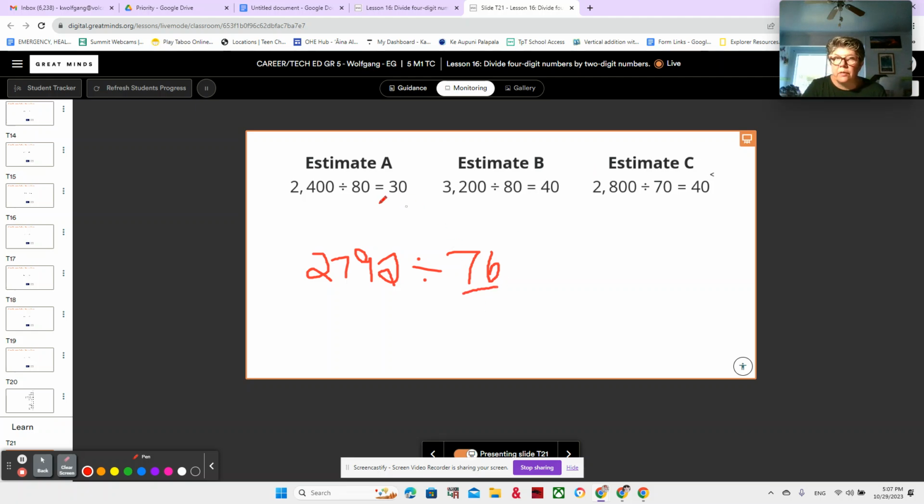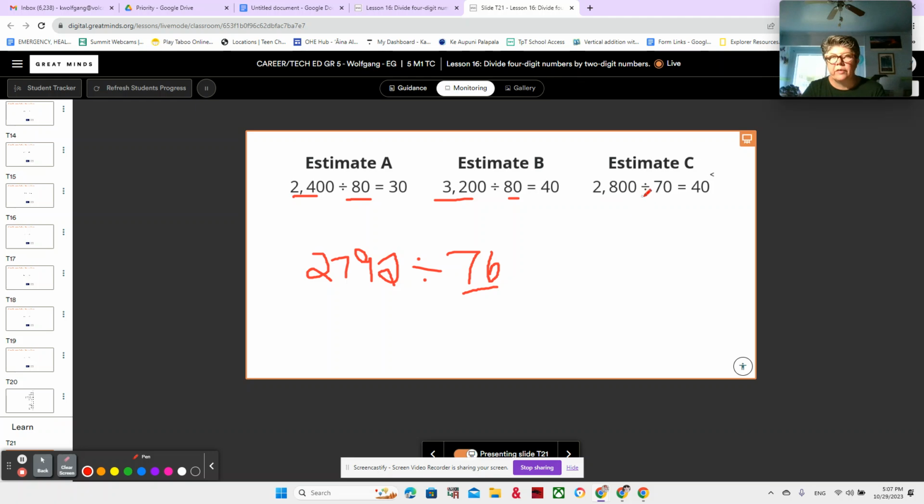I see that we have 80, right? We have 80, so that would be rounding 76 to the nearest 10. That makes sense. And then 24 divided by 8 is 3. So changing 2,792 to 2,400, that makes sense there. Now here they changed it to 3,200. So here they had to round down, and this person had to round up. Okay, so we have 30 and we have 40.